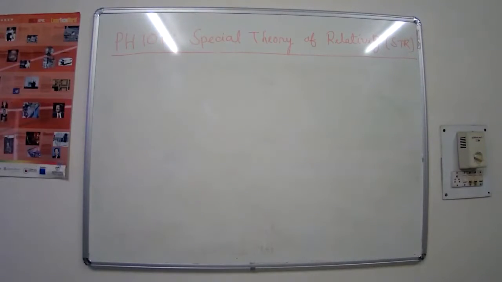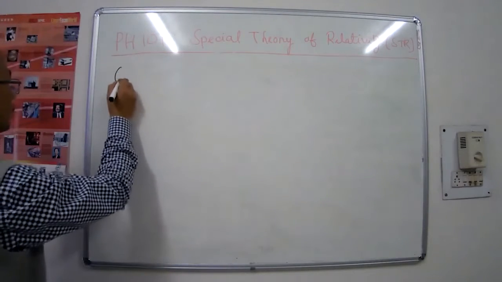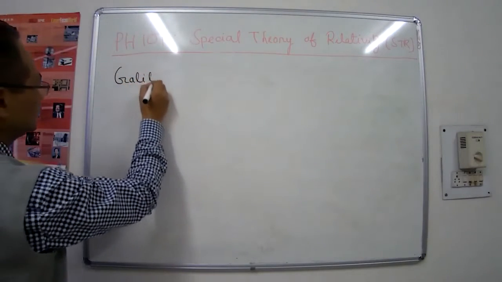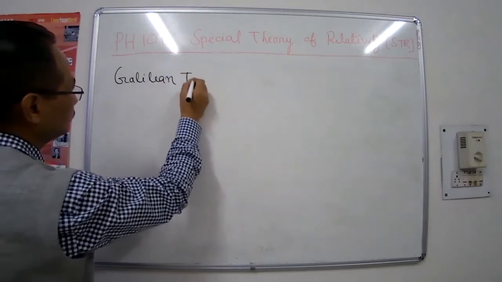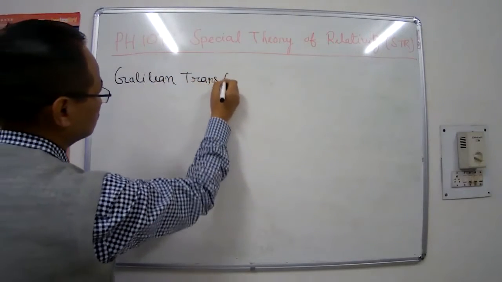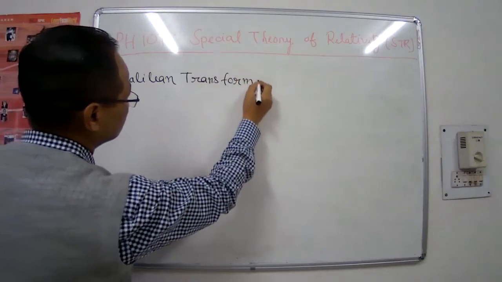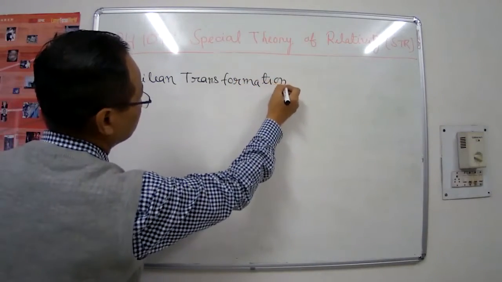So with that, I think we'll move to the next part. So we'll start with a transformation called Galilean transformation.